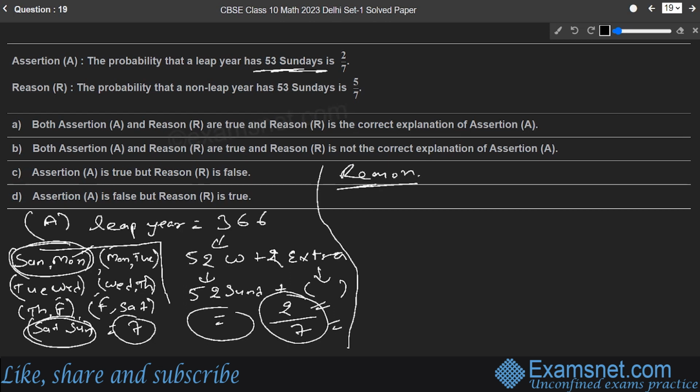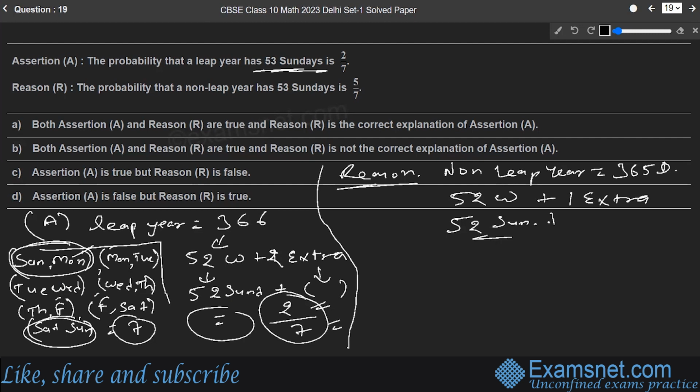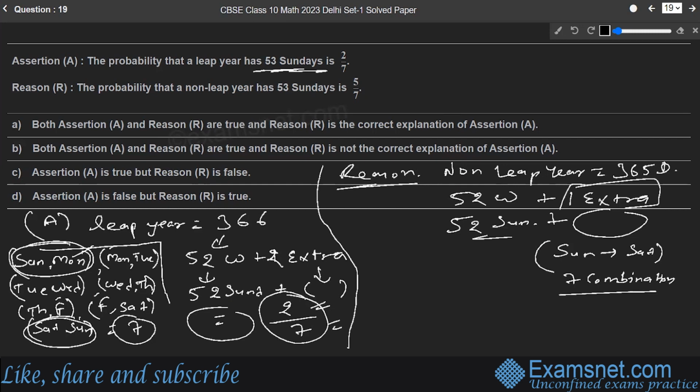Reason part is saying the non-leap year has 53 Sundays. So how many days are there in a non-leap year? It is 365 days. So how many weeks and how many extra days? There can be 52 weeks and one extra day. So we are already getting 52 Sundays here. So we have to look for one Sunday more, and for that to be falling as a Sunday, how many combinations are possible for that one extra day? There are in all 7 combinations possible from Sunday to Saturday. Any one out of them can be the extra day after the 52 Sundays.